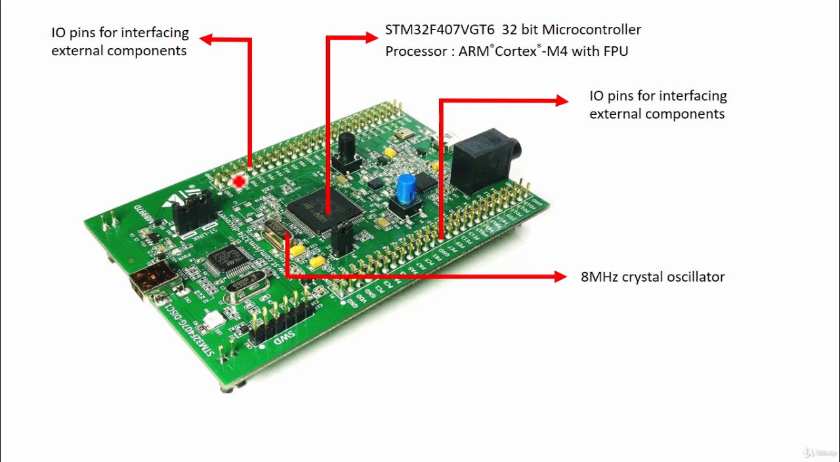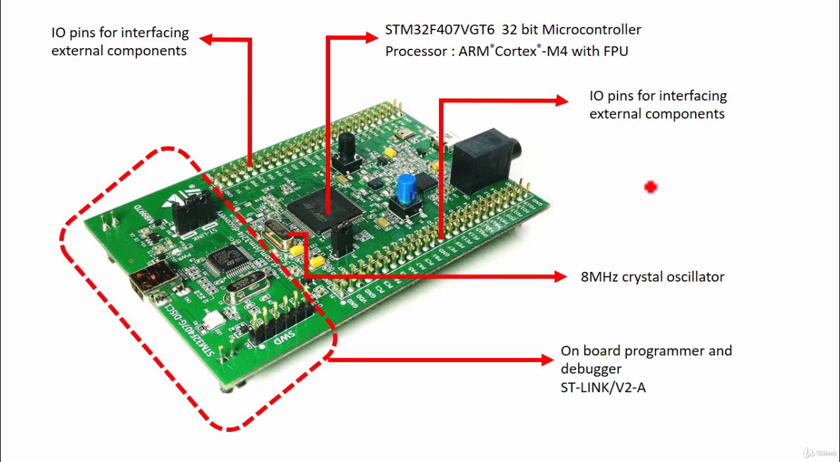After that, to connect various external components such as LEDs, buttons, LCDs, keypads, and various other things, a rich set of I/O pins are available on the board. These are the I/O pins, what we call external interfacing headers, or I/O headers. There are lots of I/O pins available for interfacing your external components. This board also has an 8 megahertz crystal oscillator to supply the clock to the microcontroller.